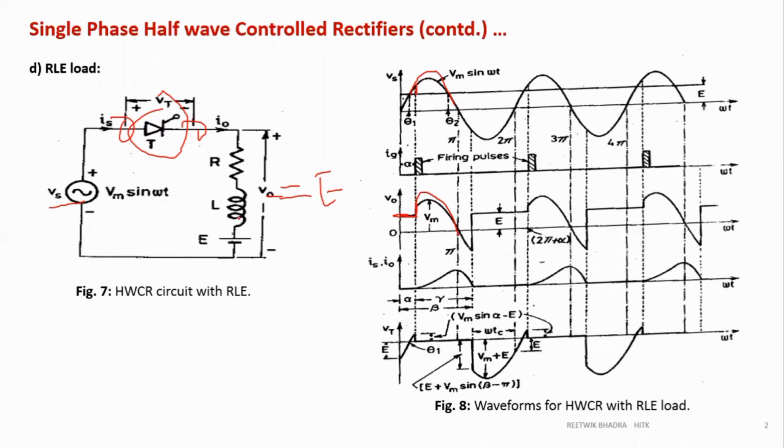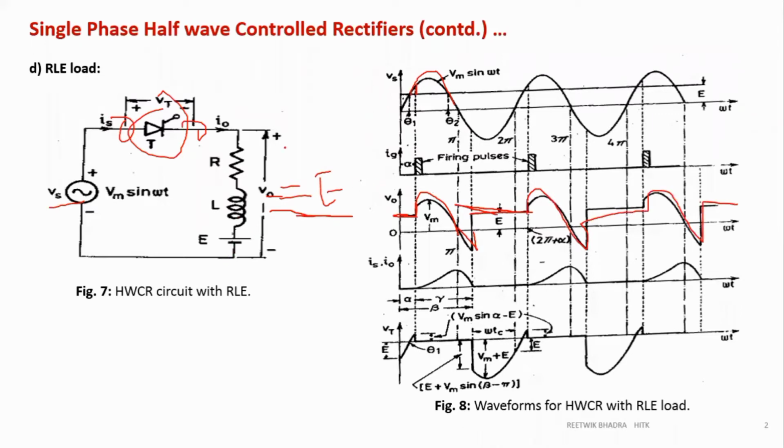Then we have an inductive load. What will happen? The inductor needs to discharge, so it will continue in the negative direction. And then after it completely discharges, it will stop operation, meaning the thyristor will be reverse biased. So again, if my thyristor is reverse biased, what will be the voltage? E. So again, we are getting E over here. Again, the same cycle repeats like this.